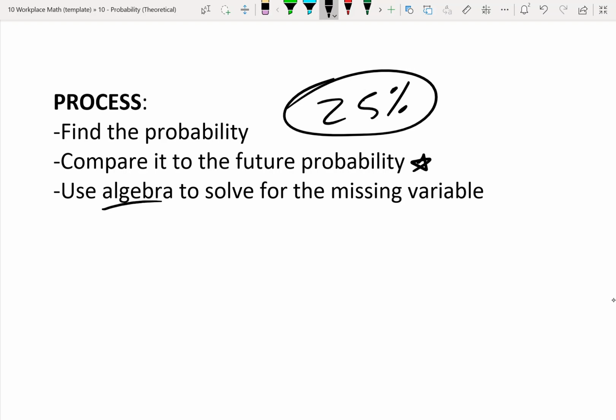And the last thing is we use algebra. Most of these questions are going to look like this, okay? So it's going to be something like this situation. We've done these before. And we'll go over how to do these in a sec.